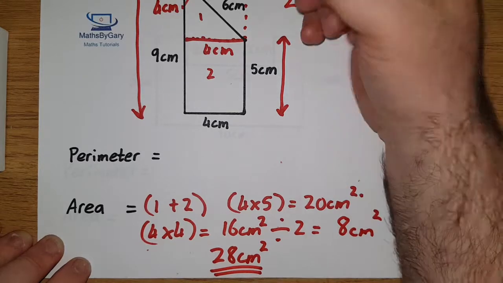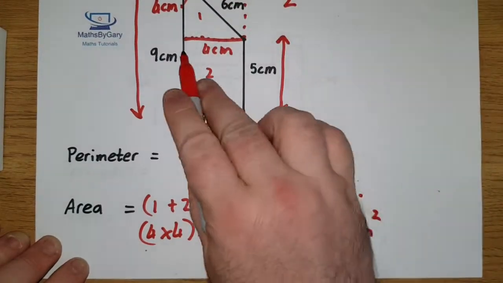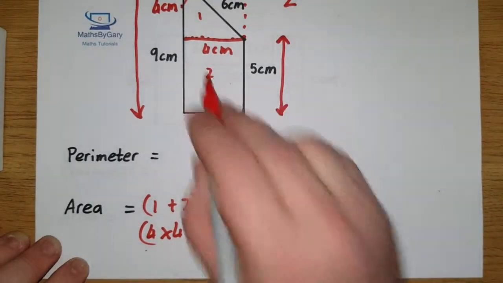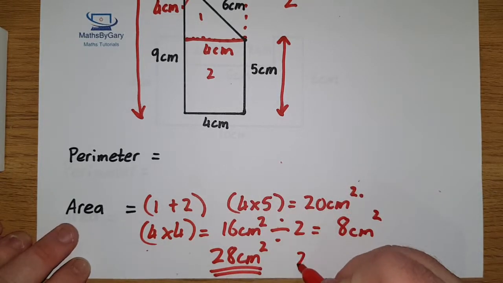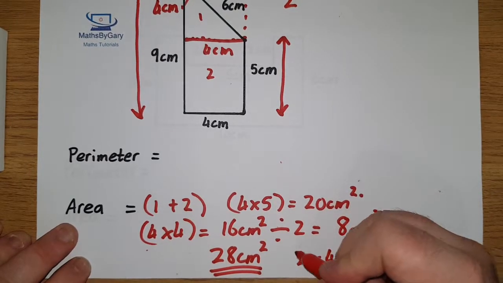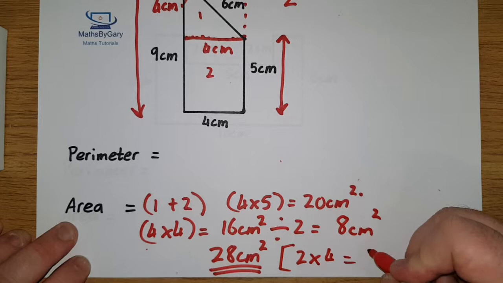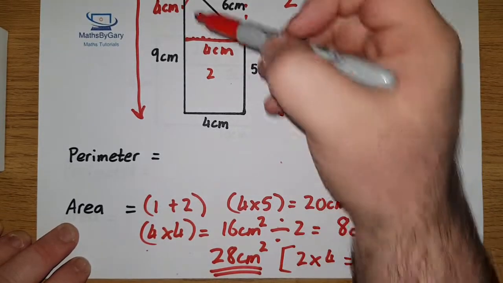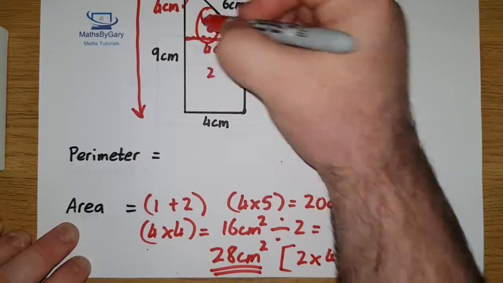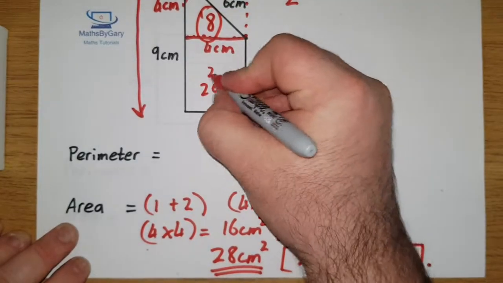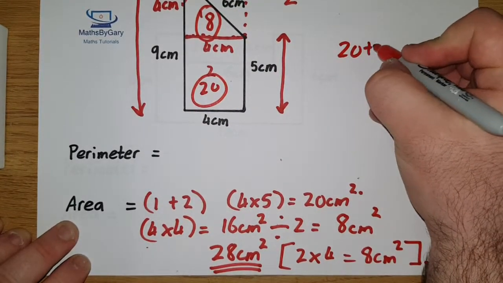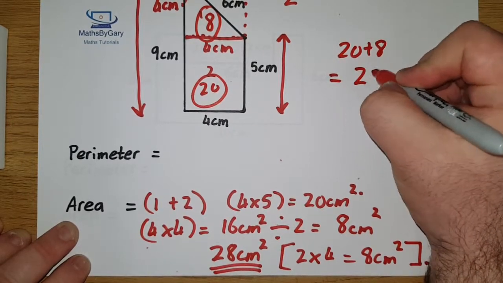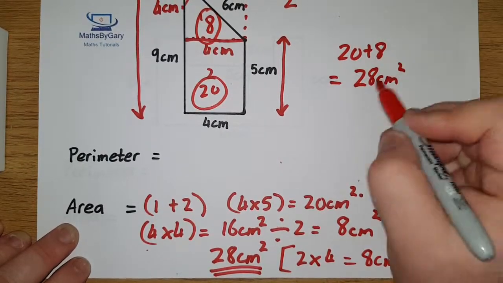And we could also have done half the base times the height. Half the base would be half of 4, which is 2, and 2 times the height, which is 4. So that would have been 2 times 4, giving us 8 centimetres squared. So we would have got 8 for here and 20 for here. 20 plus the 8 gives us 28 centimetres squared.